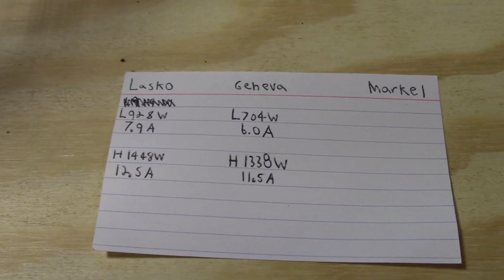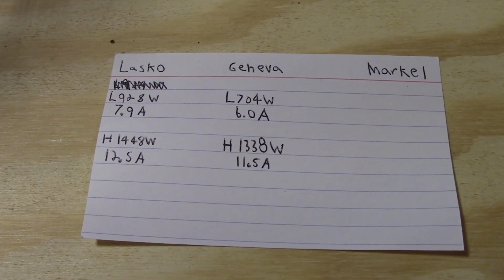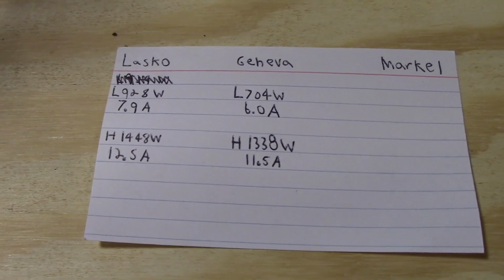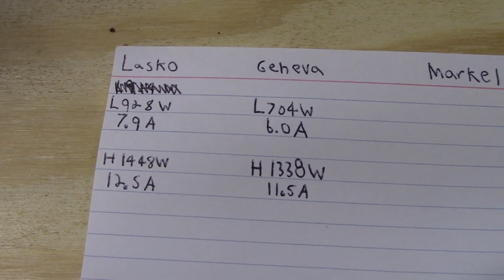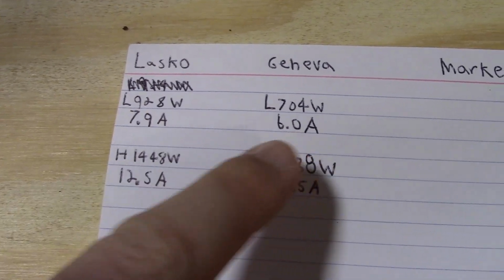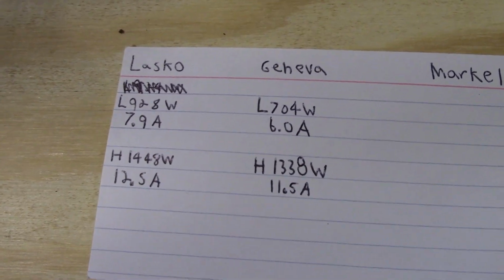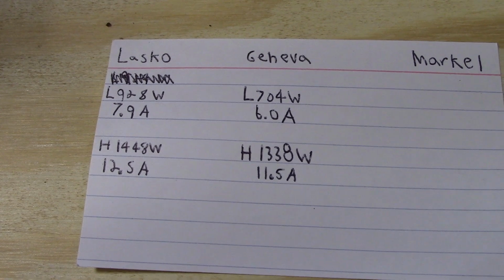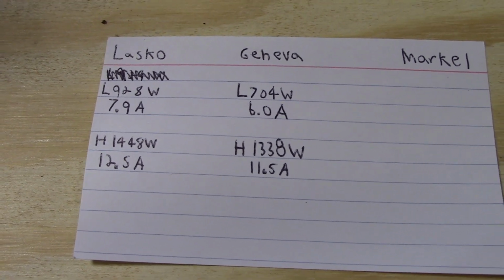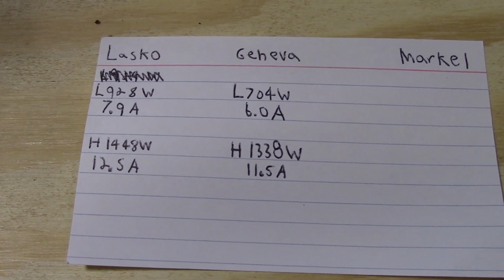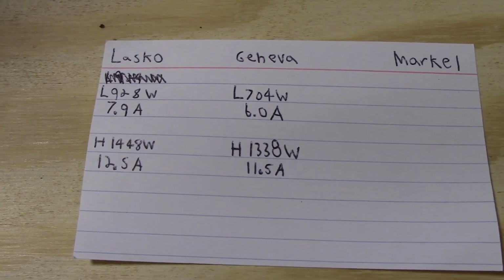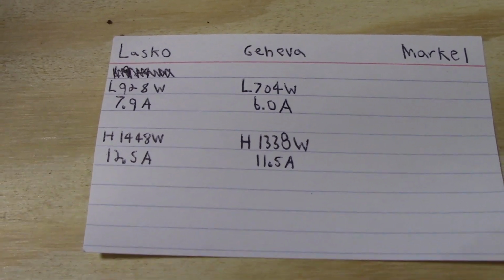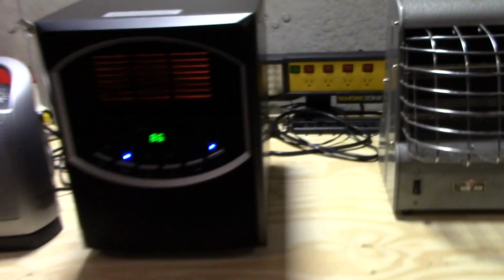Now again, look at the difference between the Geneva heater and the Lasco heater. Look at that, almost a 220 watt difference, just about. See that? That's very interesting. And amps are lower too, as you can see. So far, the larger heater, and these are both the modern ones, is using less overall than the smaller one.